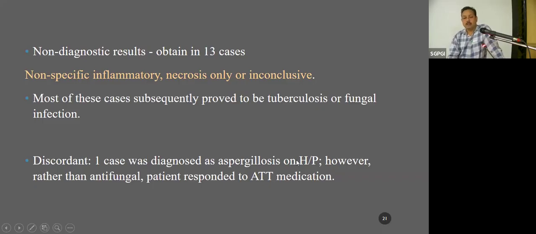However, the patient was given antifungal, but he did not respond, and then ATT was given, and then the patient responded. So this was the only patient where a discordant result was obtained. Otherwise, we had either a diagnostic result or in some cases a non-diagnostic result.